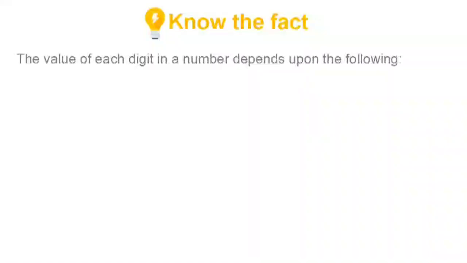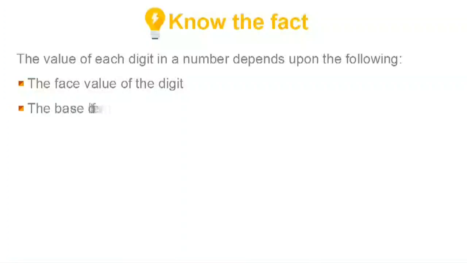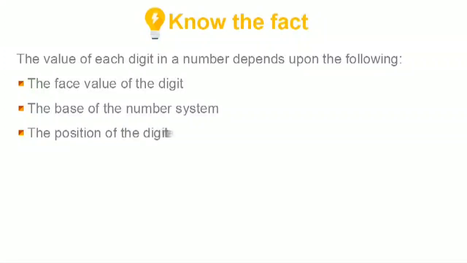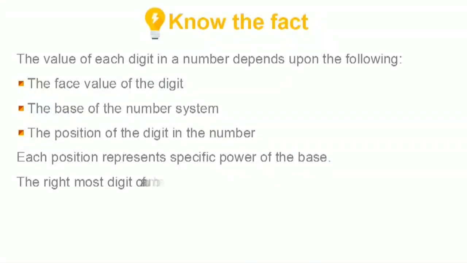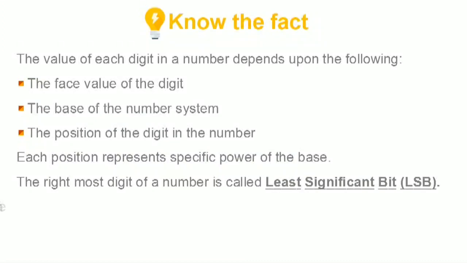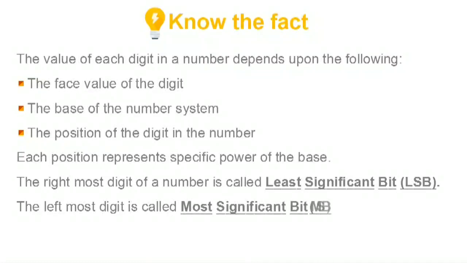Now, the value of each digit in a number depends upon the following: the face value of the digit, the base of the number system, the position of the digit in the number. Each position represents specific power of the base. The rightmost digit of a number is called least significant bit, and the leftmost digit of a number is called most significant bit. So students, remember these: what is LSB and what is MSB.